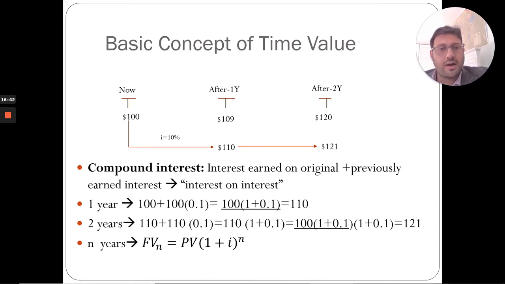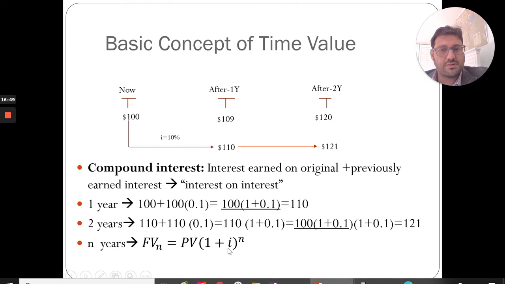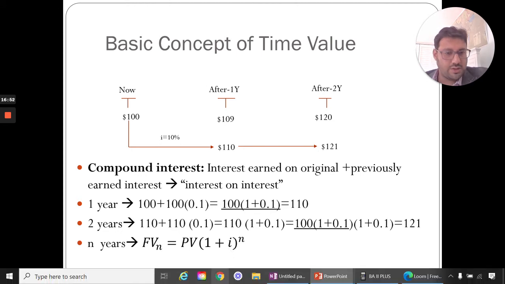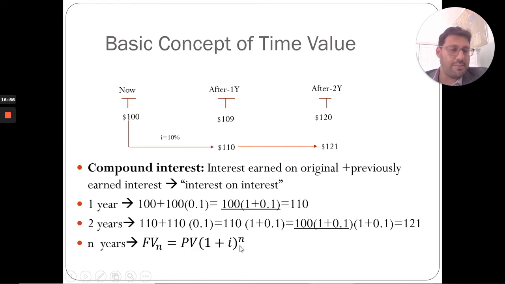So if I give you the task to find the value after 20 years, then the present value is simply the $100. 1 plus the interest rate, which is your 10%, raised to the power of the time period, which is 20, will give you the future value, that is, the value to which this present value of $100 will grow after 20 years. So this will give you the future value after n years. And because I gave you 20 years, this n will be 20.